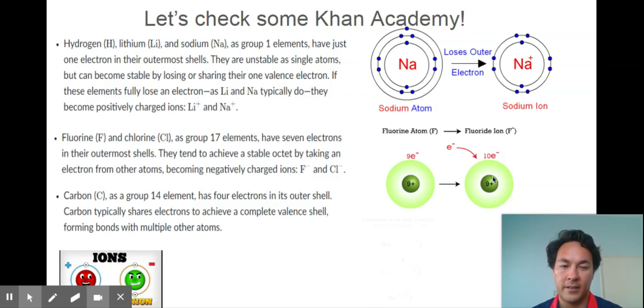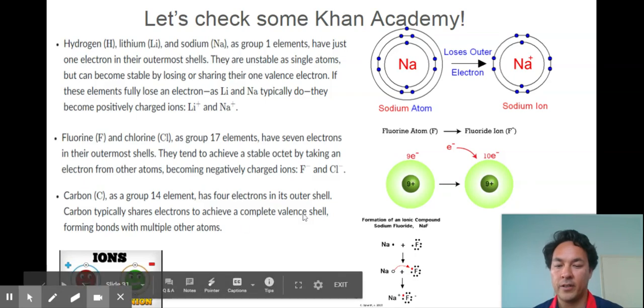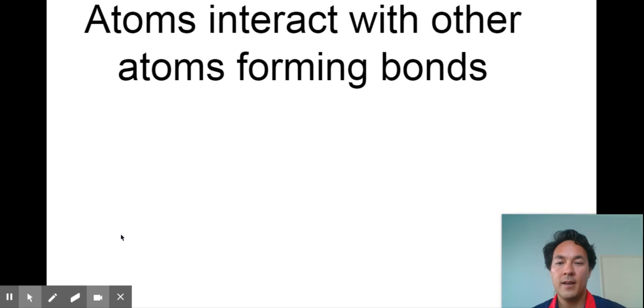Well, opposites attract, and this cation and this anion right here of sodium and fluorine would combine together, and they would make what's called an ionic bond, and that could be sodium fluoride. You've probably seen one with sodium and chlorine, and that would be salt, NaCl. Carbon is a group 14 element, it has 4 in its outer shell, and like I told you earlier, to achieve a complete valence shell, it's going to form bonds with multiple other atoms, and that's why carbon is the backbone of so many different molecules. Atoms interact with other atoms to form bonds.